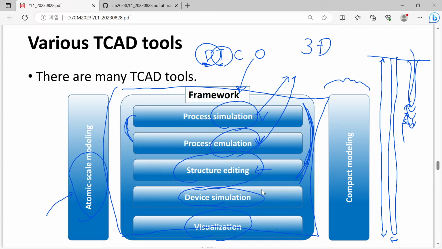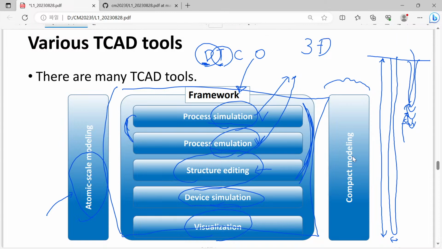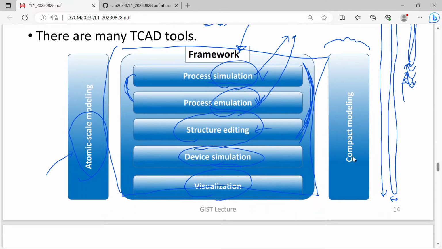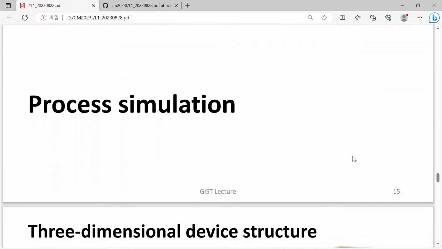So we have many tools, but I think that due to the time limitation, in this semester we will briefly touch only process simulation, process emulation, and device simulation. I'm very much interested in the compact model also. However, I'm afraid that we cannot talk about compact model in this semester. Okay, so now let's go to the process simulation.